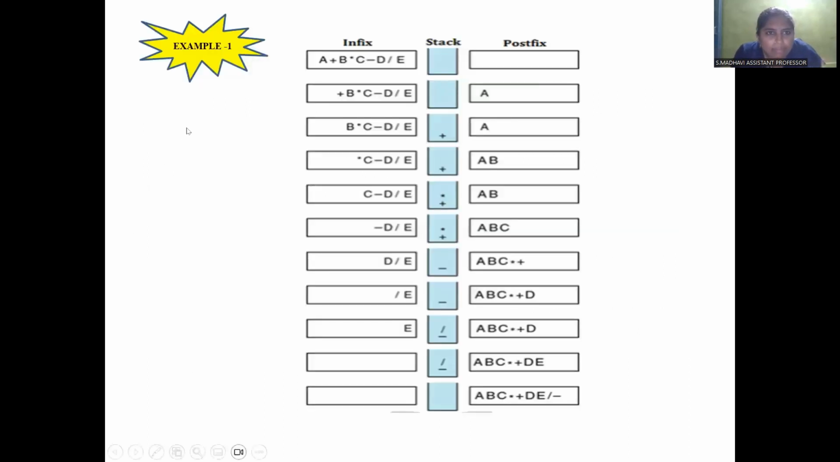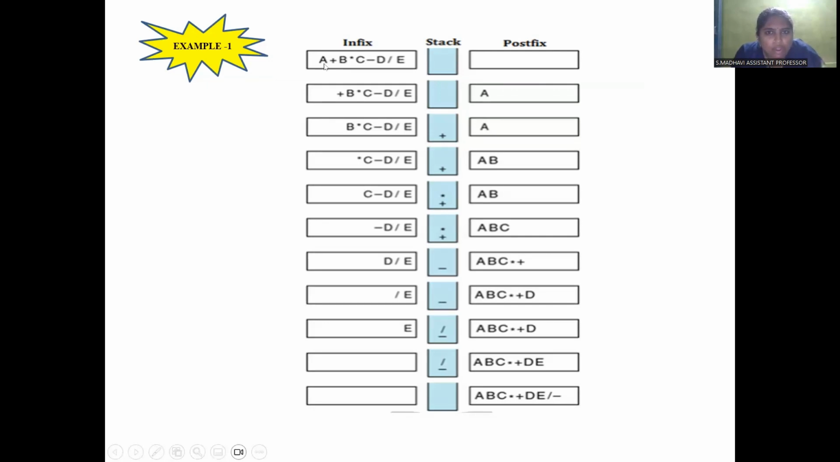So this is an example. If you see this example, this is the given expression: a plus b star c minus d slash e. We have to convert this infix expression to the postfix expression with the help of the stack concept. So in between, the stack concept has been inserted.